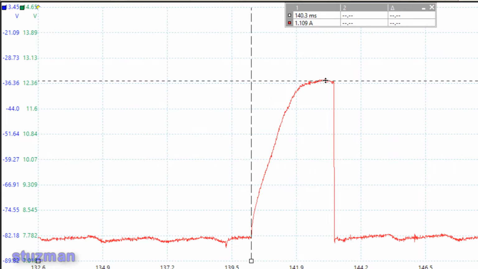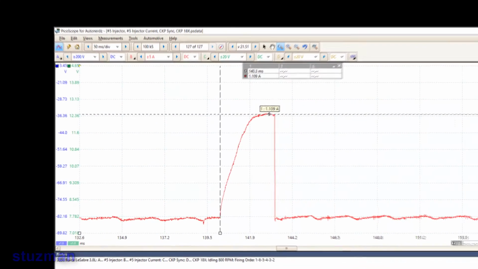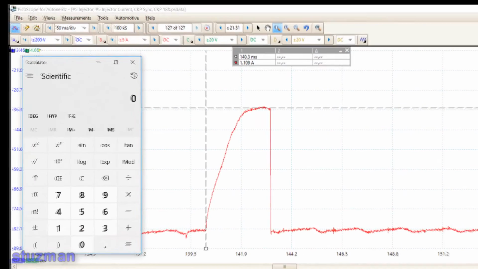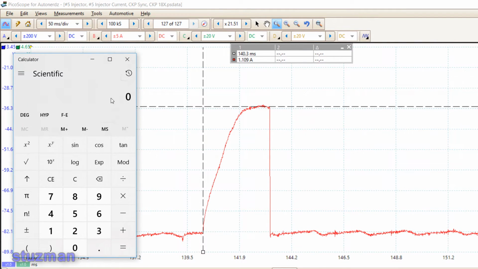Now, this up here is our maximum current. If you remember, one time constant would be 63.2% of the maximum current. So to find that, I'm going to bring a calculator up. We're going to take 1.109 and multiply it times 63.2%. That is going to give us, I'm going to call it, 0.7 amps.